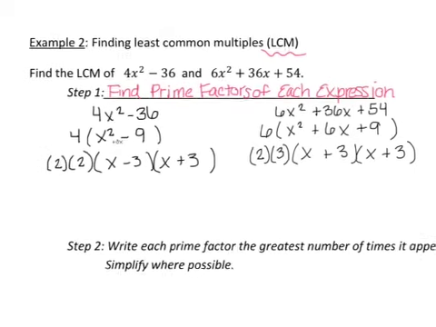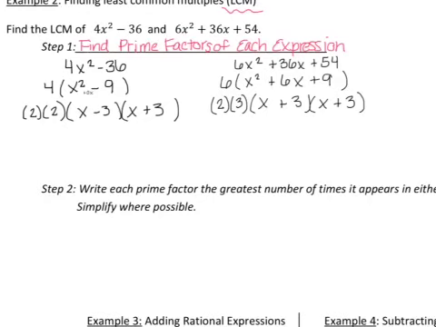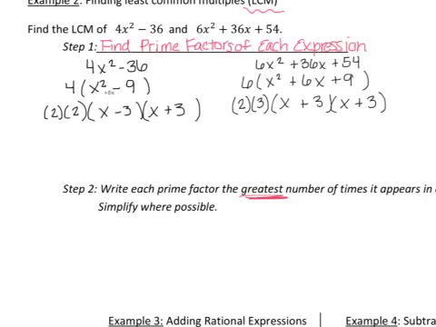Step 2 says write each prime factor the greatest number of times it appears in either expression. Simplify where possible. We have lots of different factors here. Some of them are the same, some are different. Let's start at the beginning. Does the 2 happen in both? Yes. In which expression does it happen more times? The first one. So we need to write down both of those 2's.